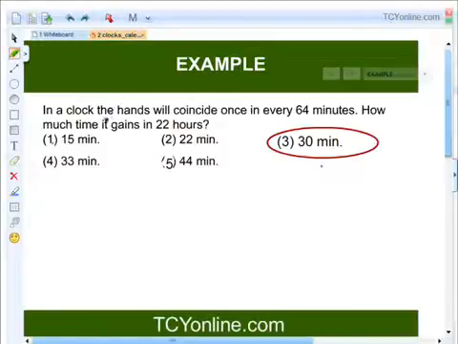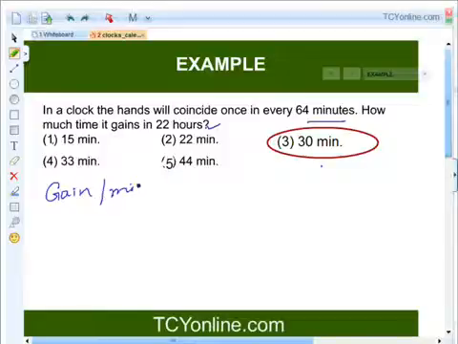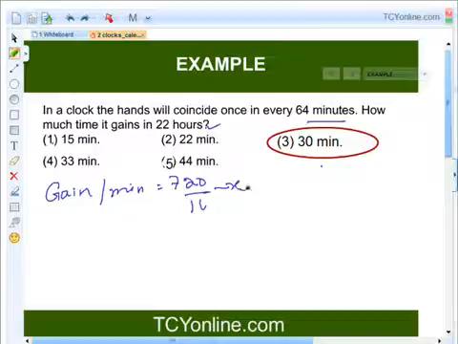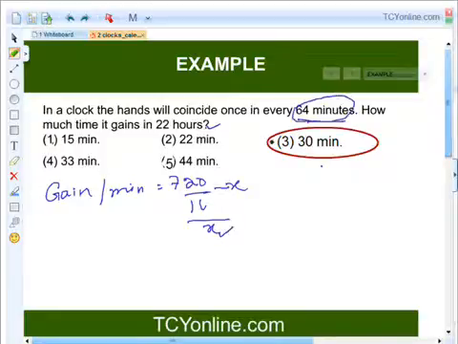Now let's look at this question. In a clock, the hands will coincide once in every 64 minutes. How much time does it gain in 22 hours? Now we all know that the gain per minute is simply equal to (720/11 minus x) over x. Here, x represents the time after which the hands coincide. In this question, x is equal to 64 minutes.